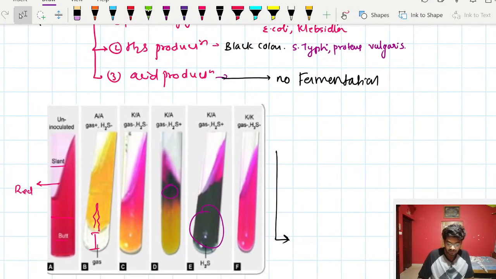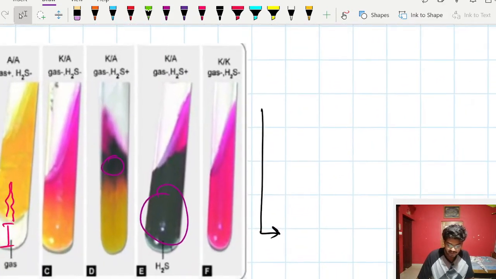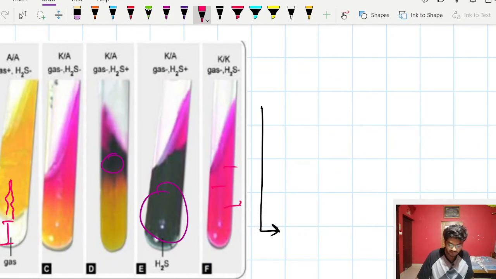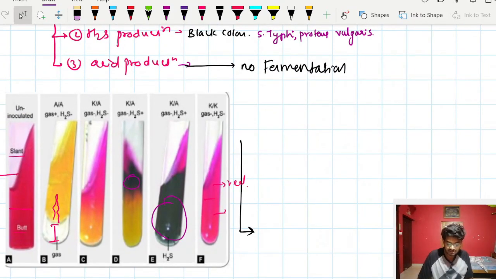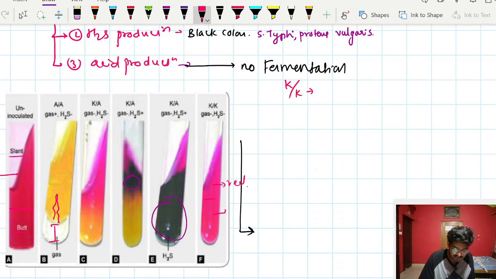If there is no fermentation also, the color will be similar to that of no inoculation. That means it will be red color. The butt and slant both will be alkaline, that means no acid production, so both butt and slant will be red in color. You see, this is one example here. The example is Pseudomonas.